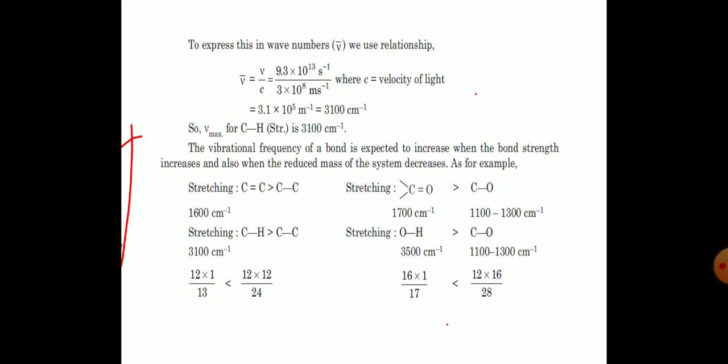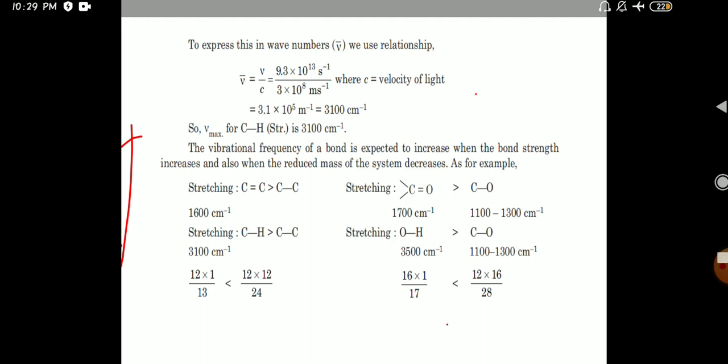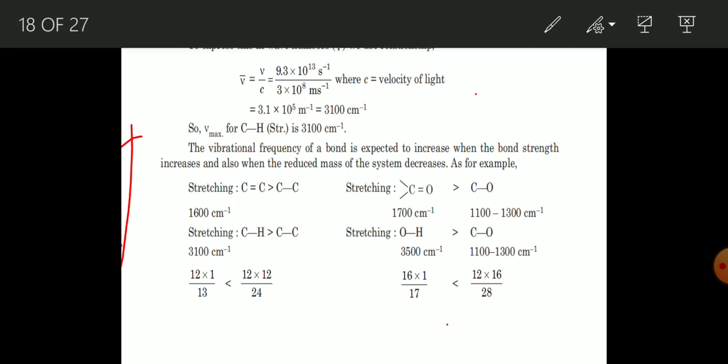Here we can observe that the vibrational frequency of a bond is expected to increase when the bond strength increases and also when the reduced mass of the system decreases. As an example, the stretching frequency of C double bond C is greater than C single bond C, because the bond strength of C double bond C is more when compared to C single bond C. That's why the stretching vibration of C double bond C is greater than that of C single bond C.